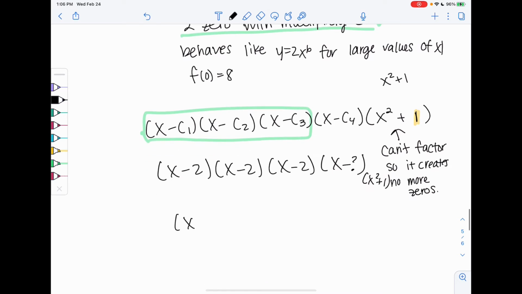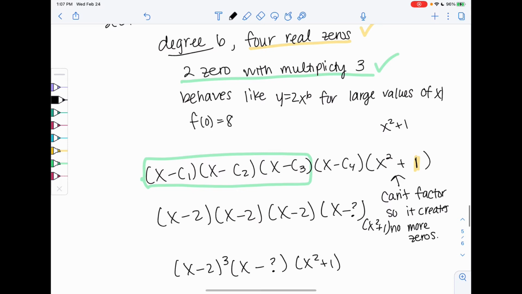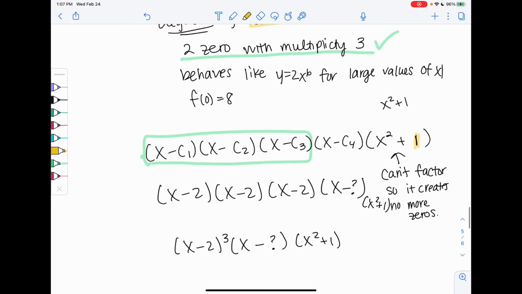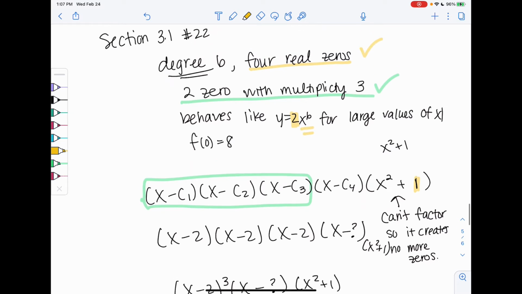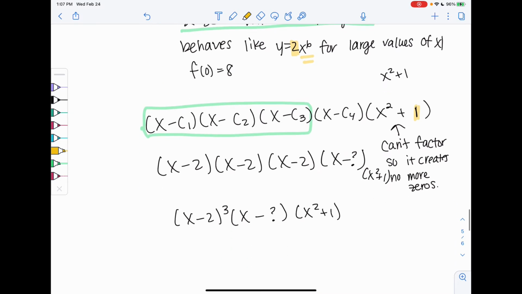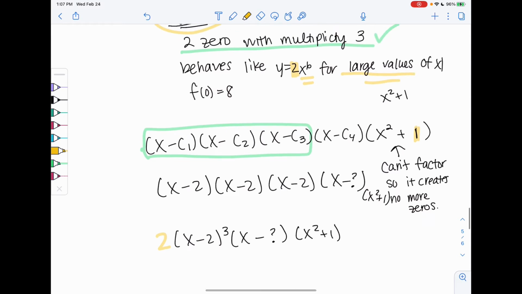So x minus 2 cubed, x minus question mark, because we don't know the last 0, and then x squared plus 1. Again, x squared plus 1 is something that can't factor, but brings us up to that degree 6. Behaves like 2x to the 6th, so we already have the x to the 6th part down, because we did take care of degree 6. So the 2 is just going to throw a 2 out front, right? Large values means end behavior.